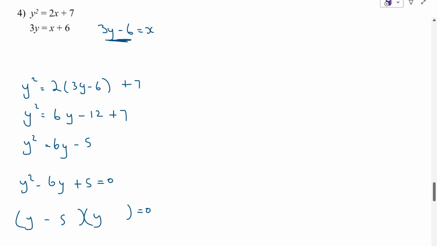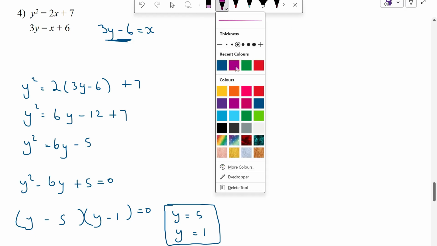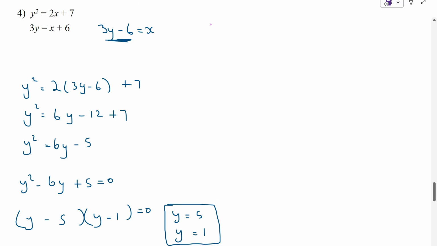So we're going to have minus 5 and minus 1 in the brackets there, meaning that our values for y will be 5 and 1. Now let's go ahead and find out the values for x. So x equals 3y minus 6. x equals 3 brackets 5 minus 6. And x equals 3 brackets 1 minus 6.